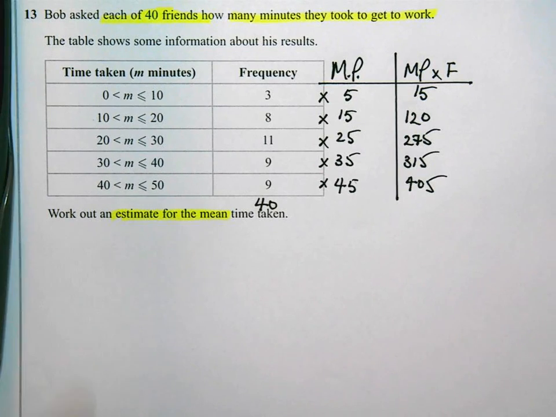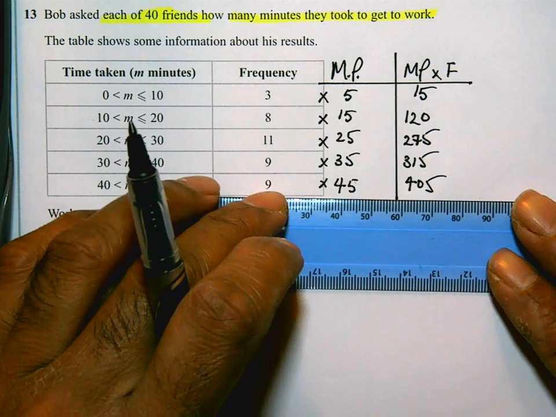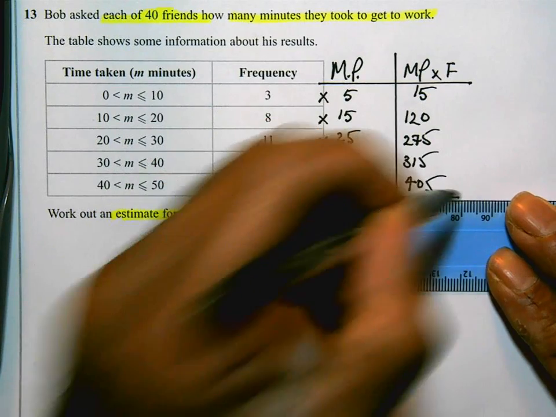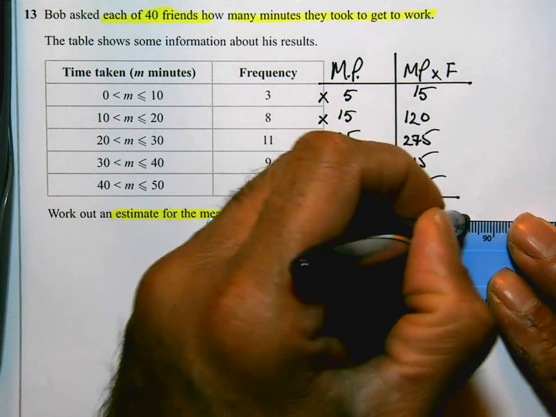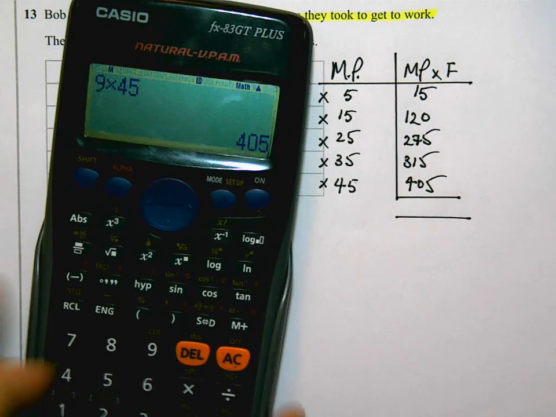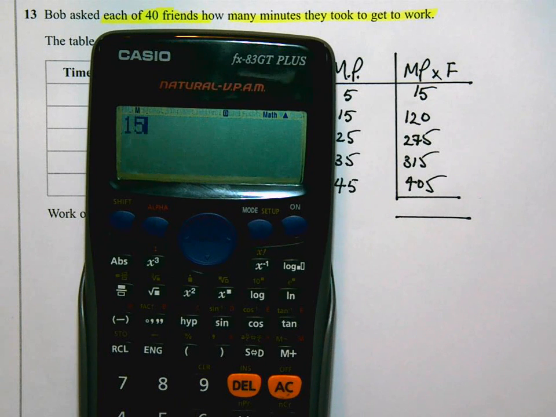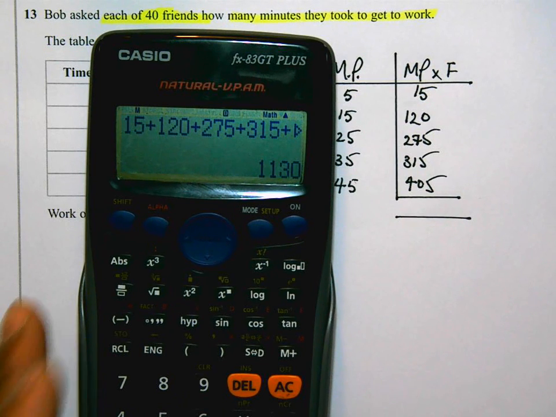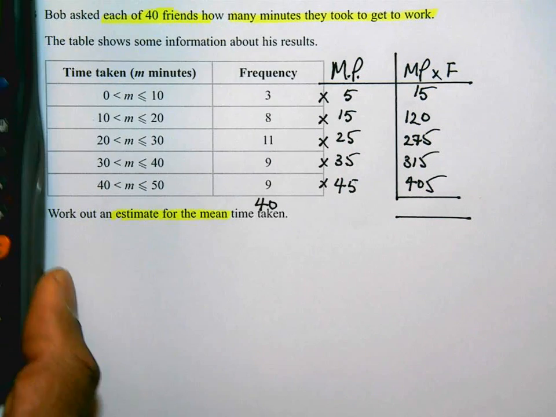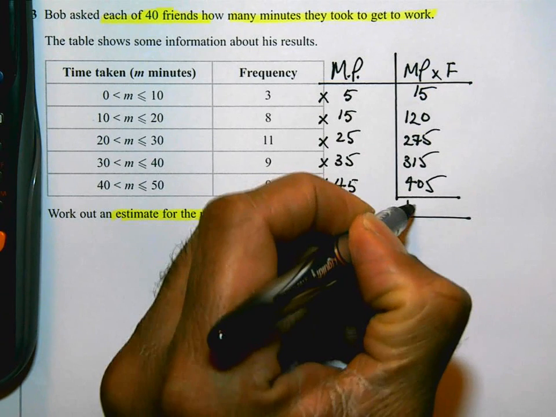All I need to do is to add up the midpoints times the frequency. Add these numbers, 15 plus 120 plus 275 plus 315 plus 405 equals 1130.